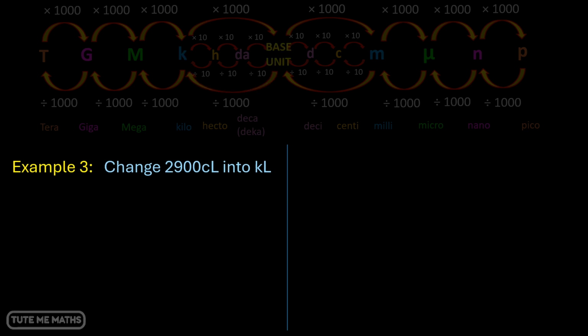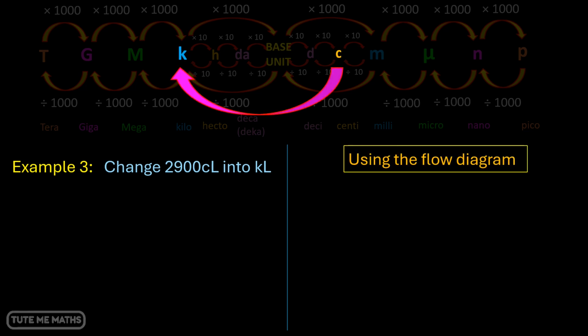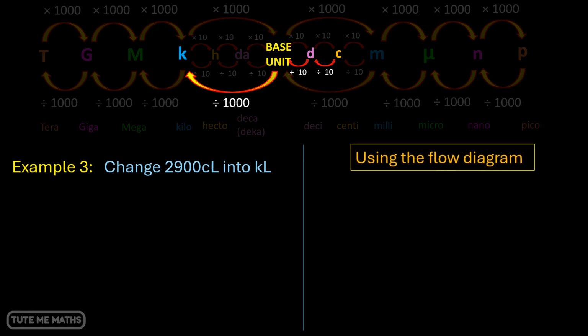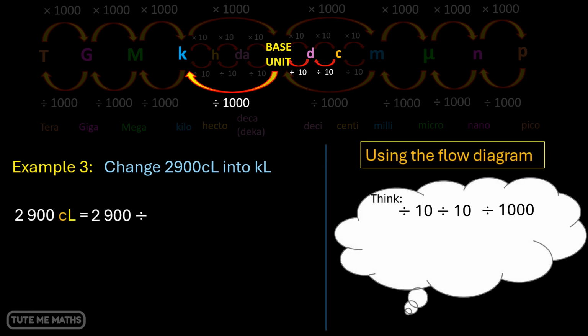Example 3 is slightly more challenging. Looking at the flow diagram, we want to go from centilitres to kilolitres. Dividing by 10 gets us to decilitres, then dividing by 10 again gets us to litres. Finally, dividing by 1000 gets us to where we want to be, kilolitres. Without a calculator, I simply add the total number of zeros in the factors that I'm dividing by. There are 5 of them, so I need to move the decimal point 5 places left, remembering to write in zeros in any empty spaces.